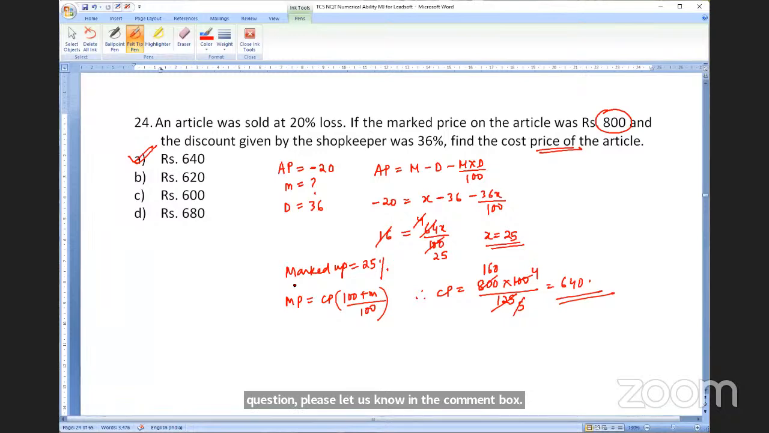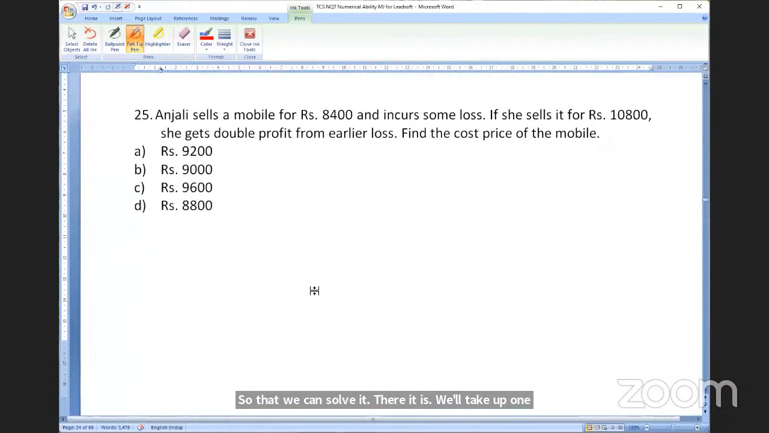There it is. We'll take up one more from profit and loss. And you know the drill.